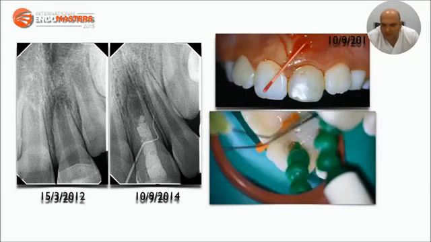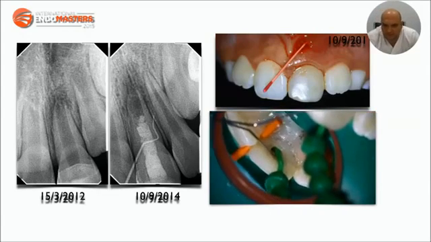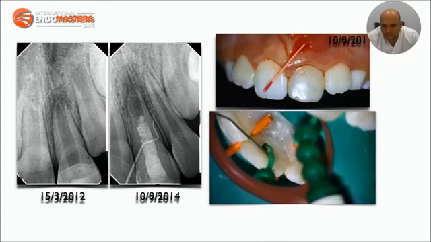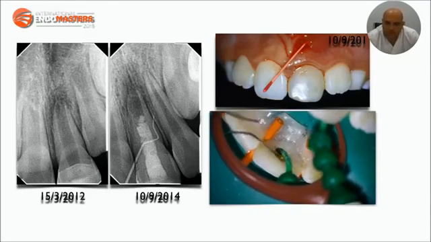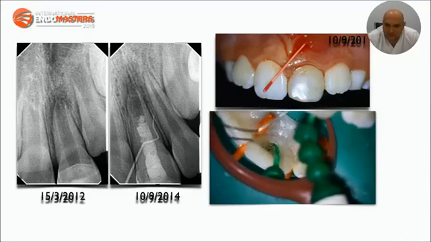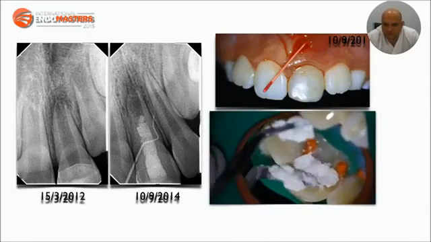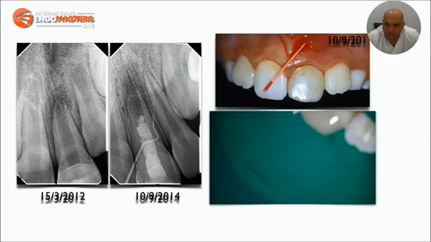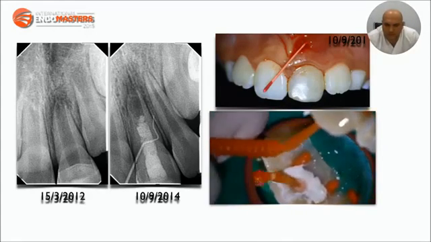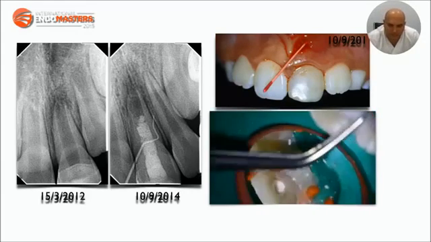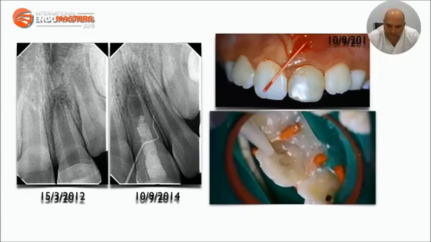I'm trying in this case to apply negative pressure irrigation in order to disinfect the wide canal safely, without risking extrusion of sodium hypochlorite beyond the apex. And although I tried really hard to remove all the MTA remnants from the dentinal walls, I couldn't do it. I wasn't able to clean all the dentinal walls from the MTA remnants.